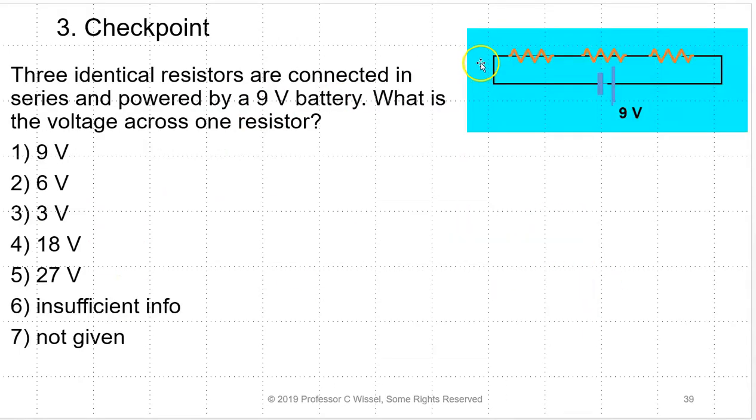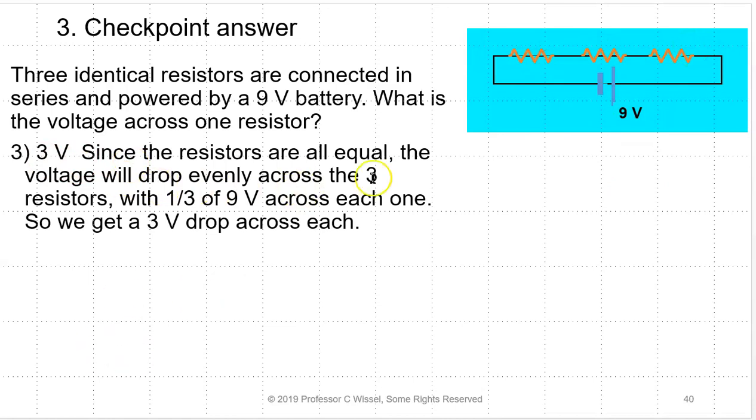Three identical resistors are connected in series and powered by a 9-volt battery. What is the voltage across one resistor? Well, the resistors are all identical. So we'll split this 3 ways. So 3 volts plus 3 volts plus 3 volts equals 9 volts. Since the resistors are all equal, the voltage should drop evenly across the 3 resistors, 1/3 of 9 volts across each one. So we get a 3-volt drop across each.